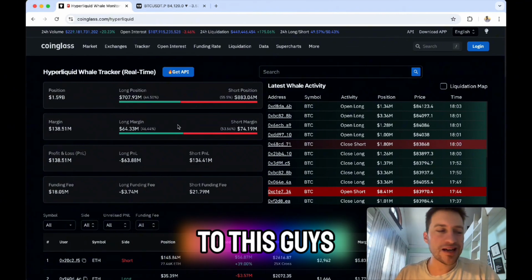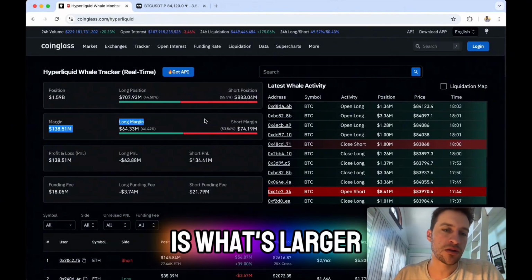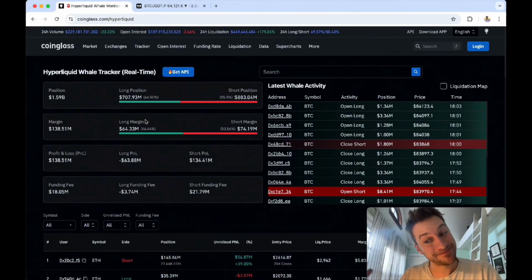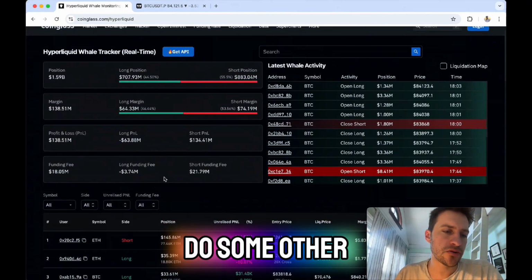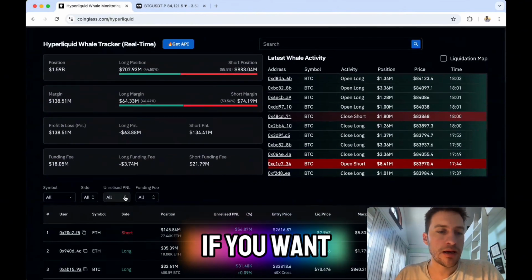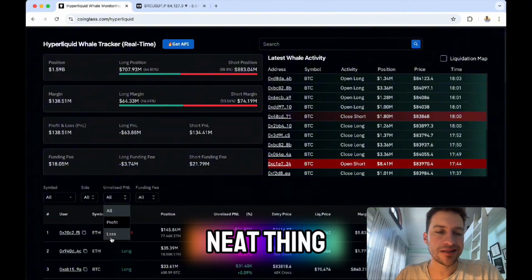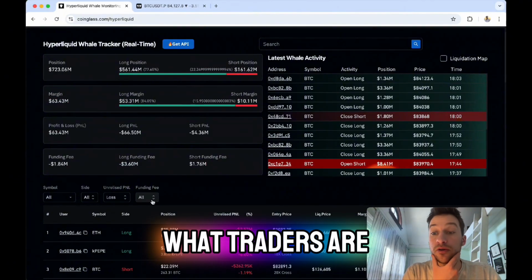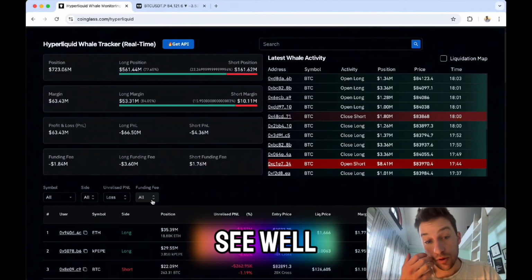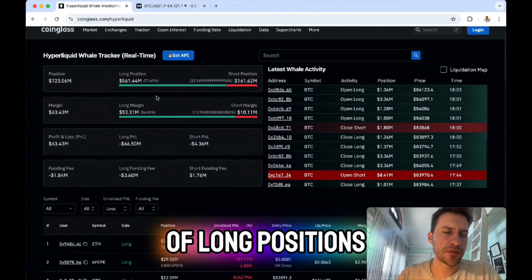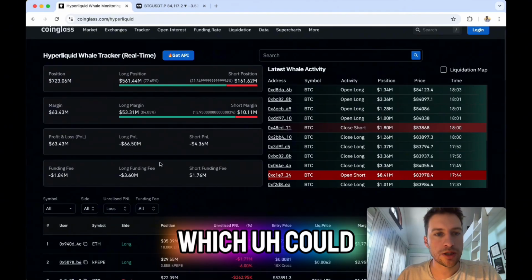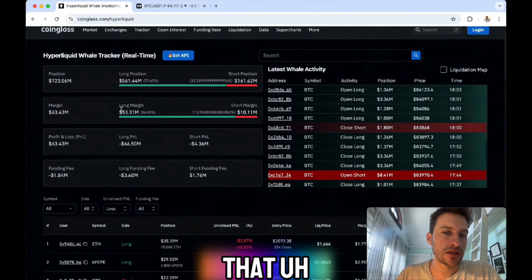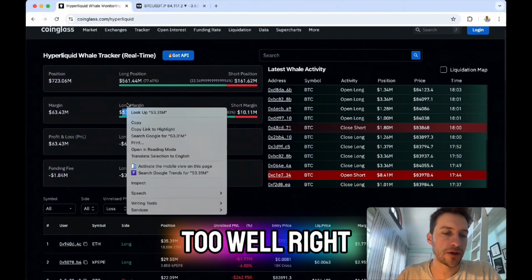And when it comes to this, guys, what I love to look at is what's larger, the short margin or the long margin. Right now, there's a lot of short margin. Just saying. Now, we can also do some other really cool things too. If you want a really neat thing, go to loss and look at what traders are losing, what traders are winning. So here, what can we see? Well, we can see that a lot of long positions are underwater, which could mean that could continue to happen. And you can see that margin-wise, they're not doing too well, right?